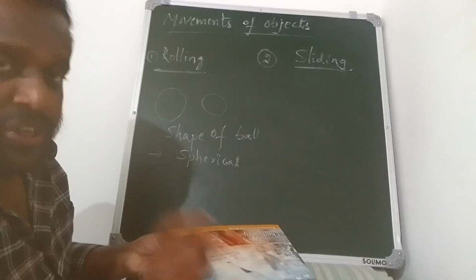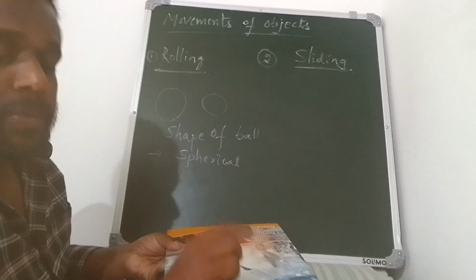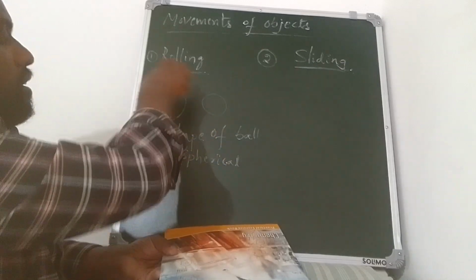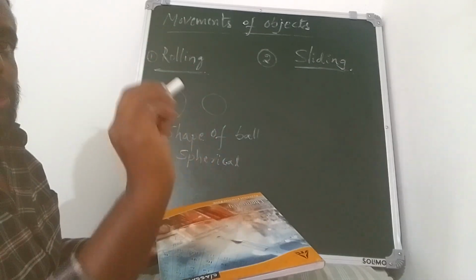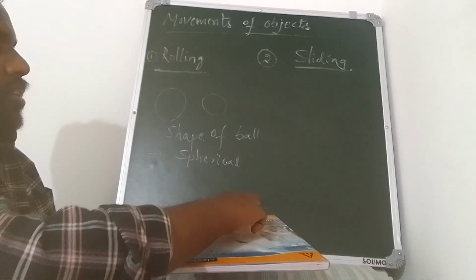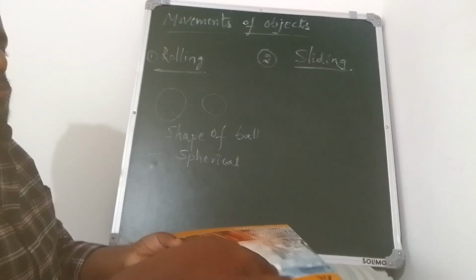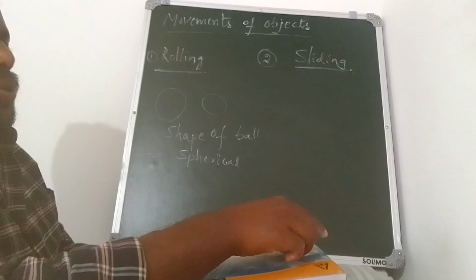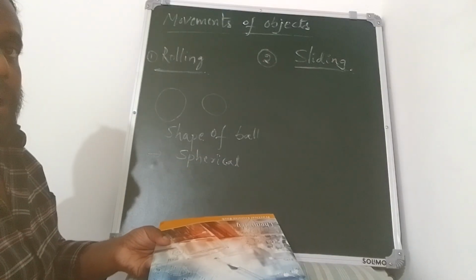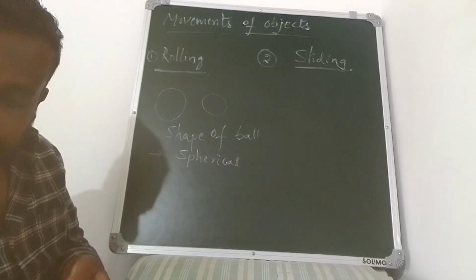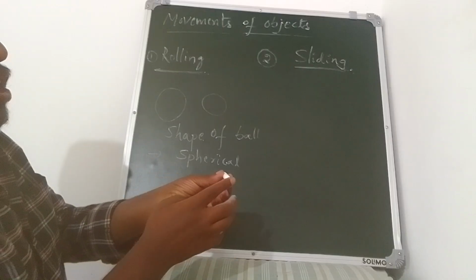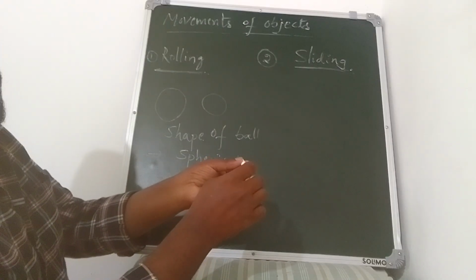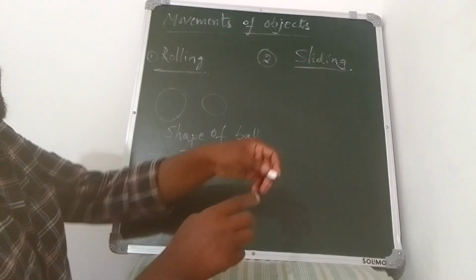For ball shaped objects and circle shaped objects, the movement is called rolling. Just now I showed the chalk piece, so it's moving like I just showed, right? So this is called rolling. I said circle shaped objects will roll. If you consider a chalk piece, see, this side it is like a circle only. This side and even this side also.